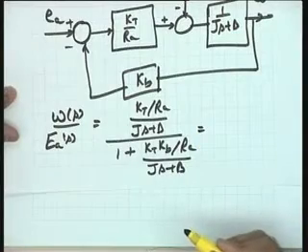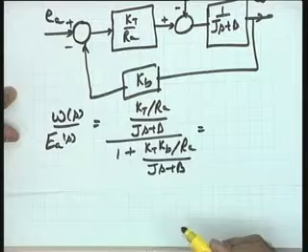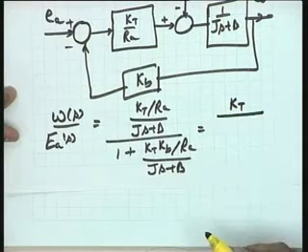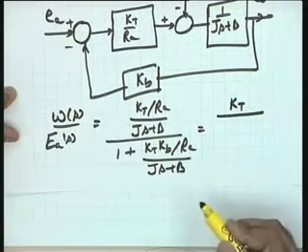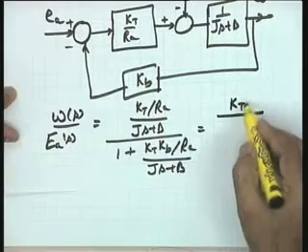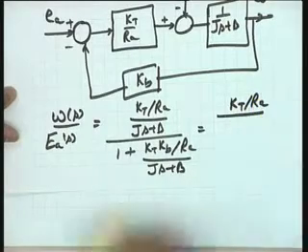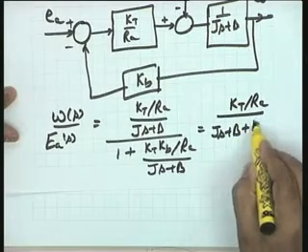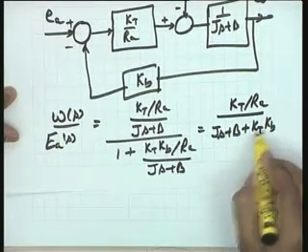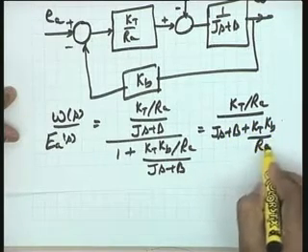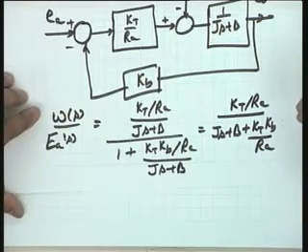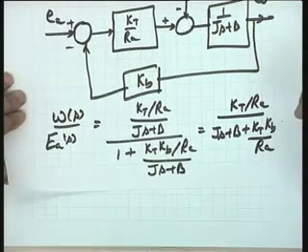Please simplify this. If I simplify this model, I get this as equal to Kt by Ra, let me take it here, divided by Js plus B plus Kt Kb by Ra. This is your transfer function model for the motor.